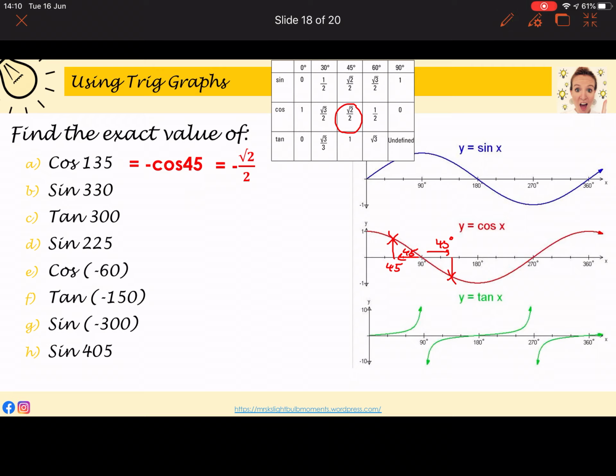Quite a few steps here, but it's pulling it all together. Have a go and see if you can do a few of those. So remember, use the graphs first to convert it to an angle that's in your table, and then use your table to write your final answer. Off you go. Just 1 minute. Again, choose maybe 2 or 3 to practice.